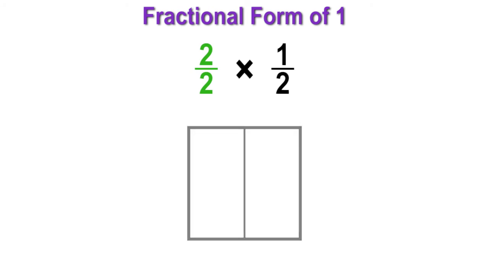Students will also make connections to multiplying by 1 when the multiplier is a fractional form of 1. For example, 2/2 times 1/2. They will learn that when multiplying by a fraction equivalent to 1, nothing is gained or lost. Start by showing 1/2. Next, divide the 1/2 into halves and take 2 of those. The area did not change.